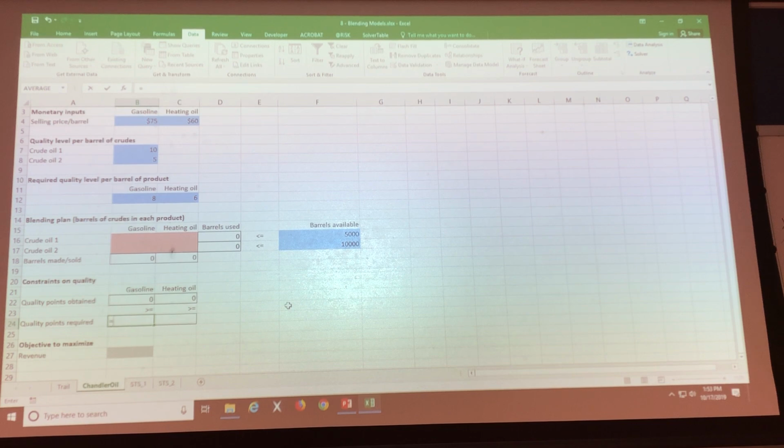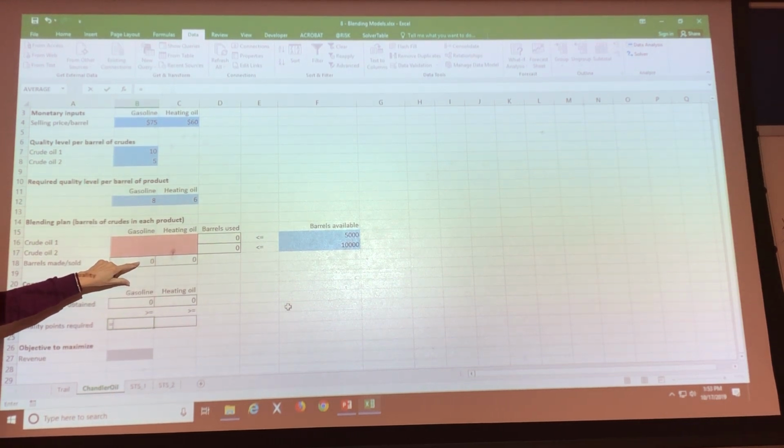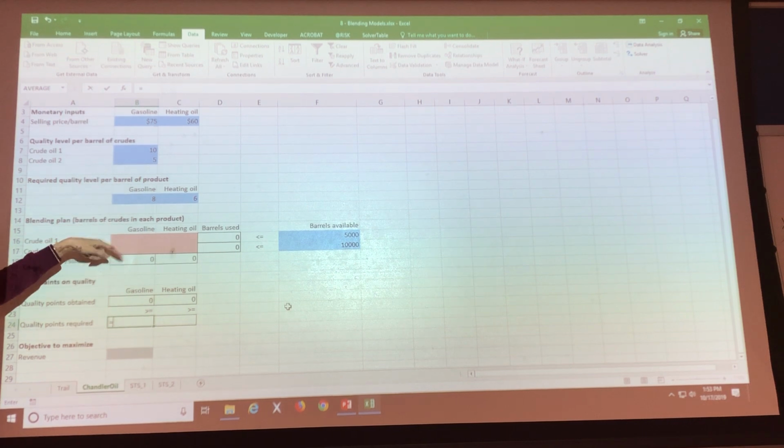It's not a sum product. We multiply the barrels sold by the quality required per barrel, meaning the 80 and 60. So in other words, if we end up selling 10 barrels, how many quality points in total did we need? 80. Because that's what we did.